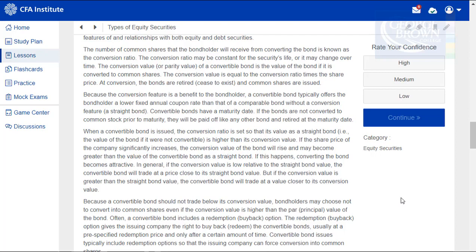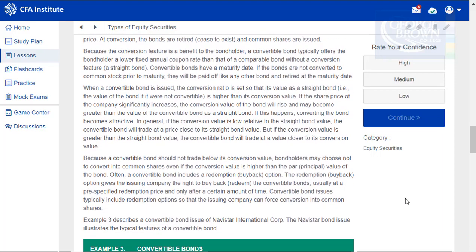We saw that in the previous chapter on fixed income securities, and the bond will be retired at the maturity date. When a convertible bond is issued, the conversion ratio is set so that its value as a straight bond, i.e. the value of the bond if it were not convertible, is higher than its conversion value.